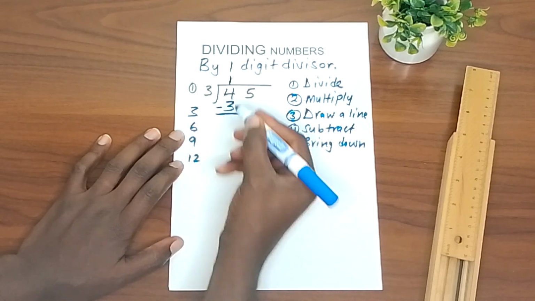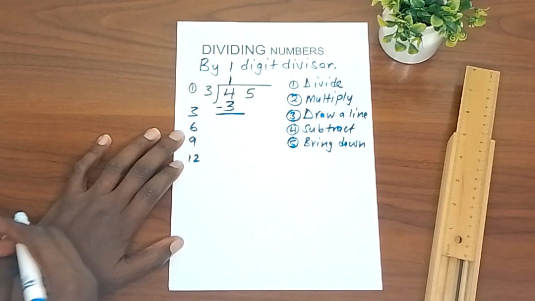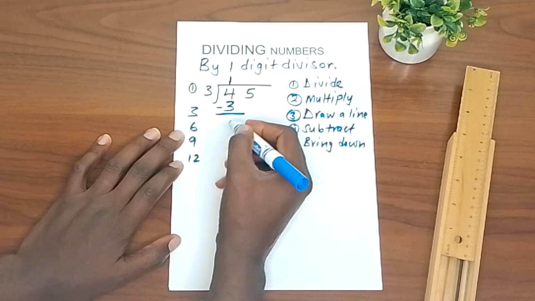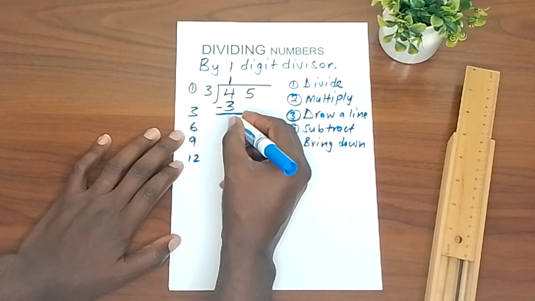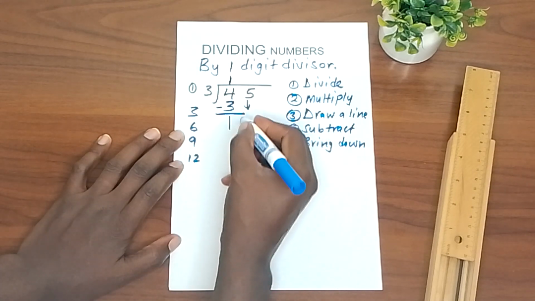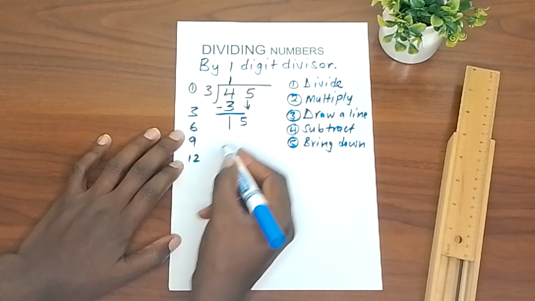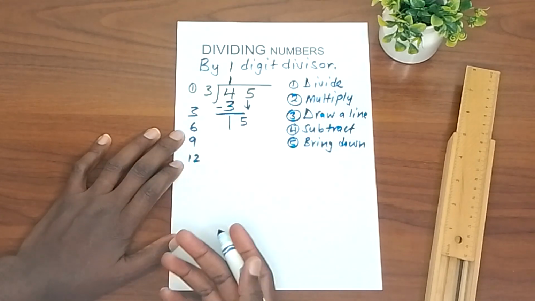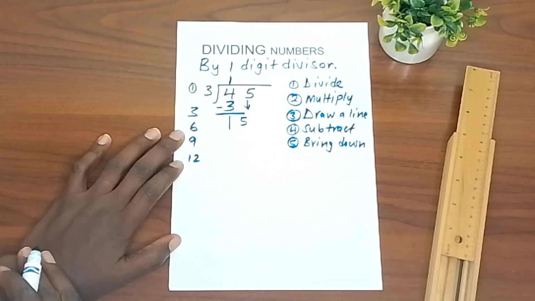Then the next step is to subtract. We are going to subtract here. 4 minus 3, that is 1. Then the next step is to draw a line. Then we bring down 5 to become 15 now. We go back to the first step. We divide 15 by 3.